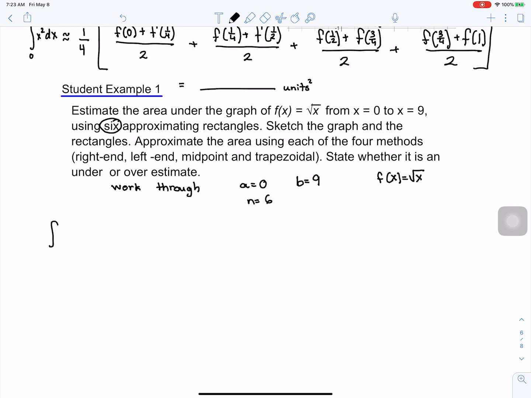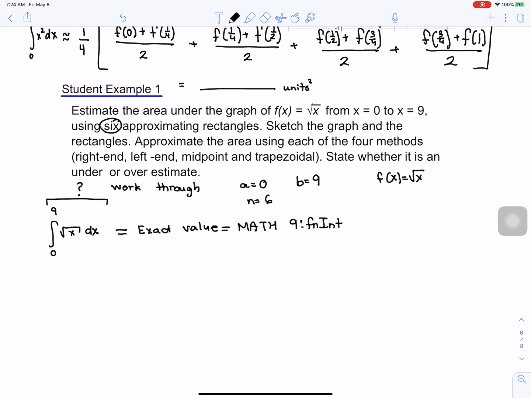So what you can do is you can do the value from 0 to 9 of root x dx. Now, at the moment, I have not shown you how to evaluate this. We don't know how to evaluate this. So for now, if we want the exact area, the exact value, we would just do on our calculator, math, number 9, which is function integral. You'll see when you put it in exactly what to type in.